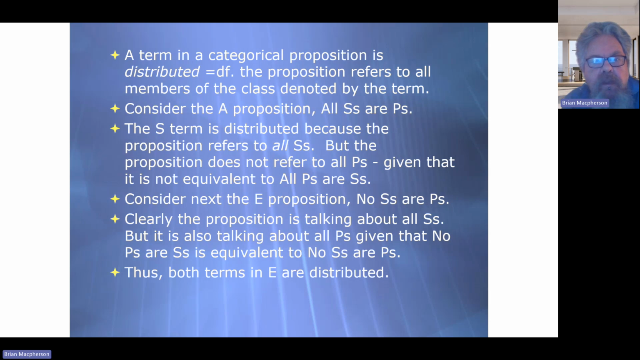A way of thinking about it is that "no S's are P's" is the same thing as "no P's are S's," right? So if S is distributed, then so is P, because they're interchangeable, they're convertible. The proposition "no S's are P's" is talking about all S's and all P's. So in the E proposition, both terms are distributed. Once again, in the A proposition, the S term is distributed and the predicate term is not. In the E proposition, the S term is distributed and the P term is distributed.